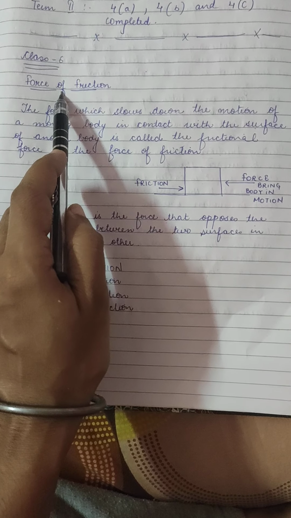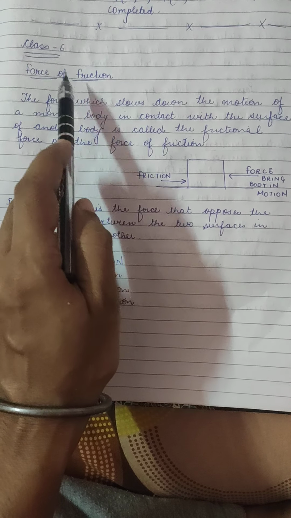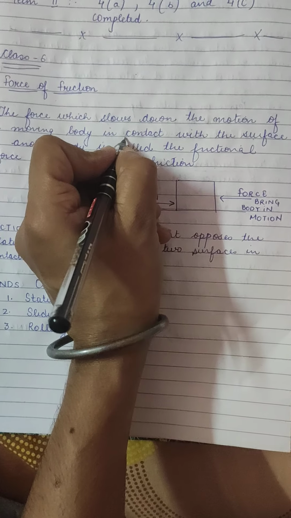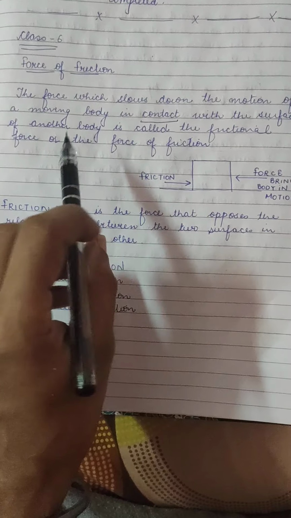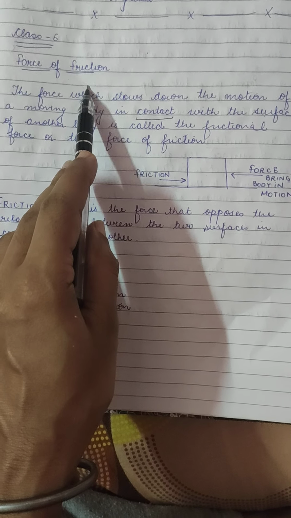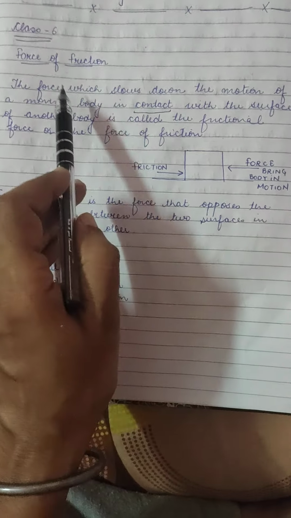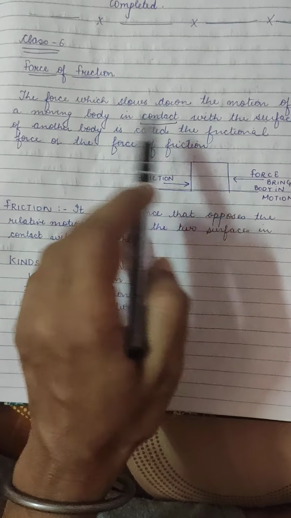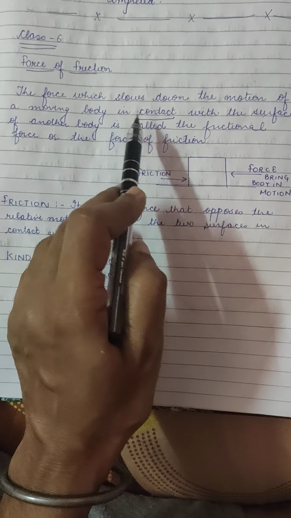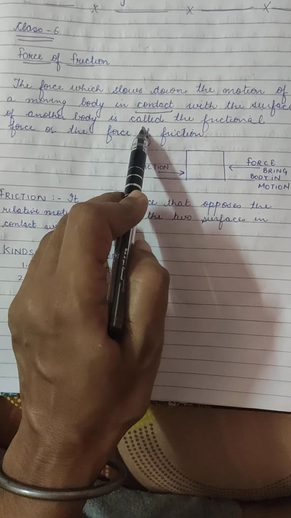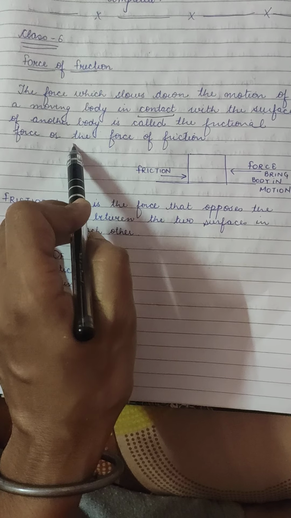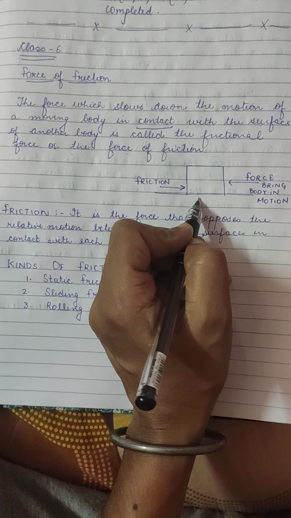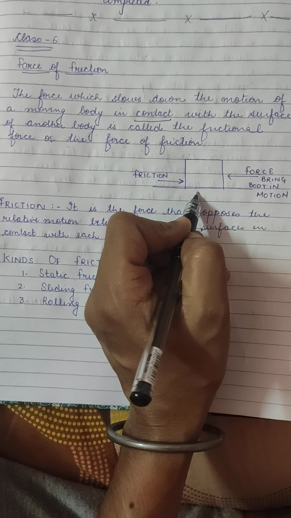Now, the topic which we have started in our class is the force of friction. Friction is a contact force, and this force slows down the motion of the body. The force which slows down the motion of a body in contact with the surface of another body is called the frictional force or the force of friction.